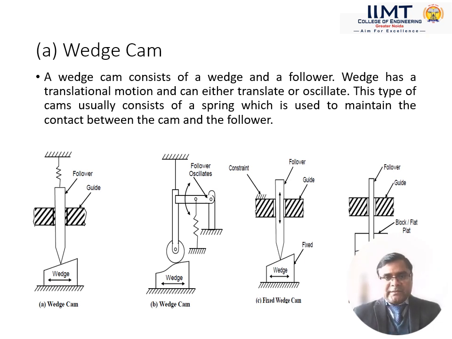In the second example, by the translatory motion of the wedge, the follower has oscillatory motion by changing some of the arrangement. In the third one, the wedge cam has translatory motion, and the follower also has translatory motion.